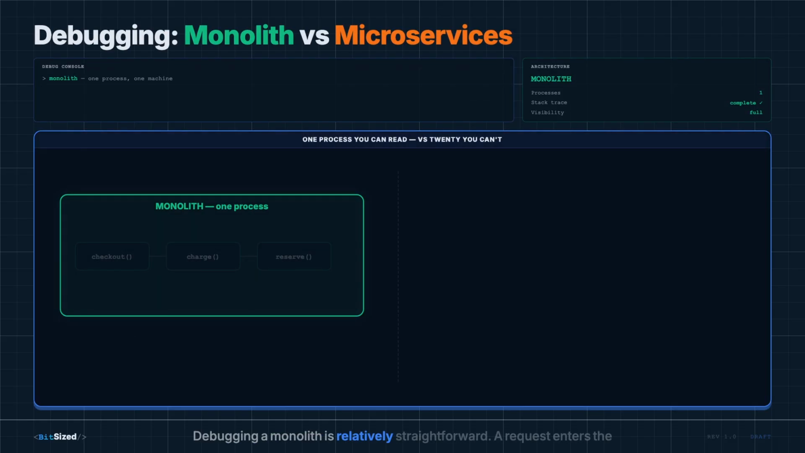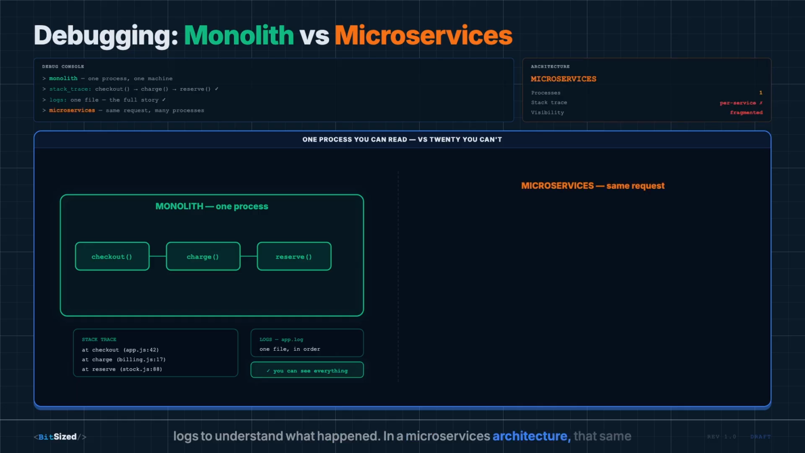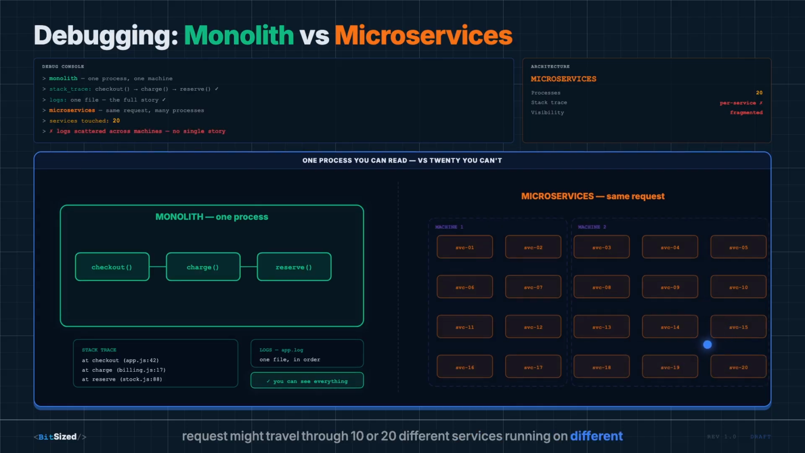Debugging a monolith is relatively straightforward. A request enters the process, executes some code, and you can usually inspect the stack trace or logs to understand what happened. In a microservices architecture, that same request might travel through 10 or 20 different services running on different machines.